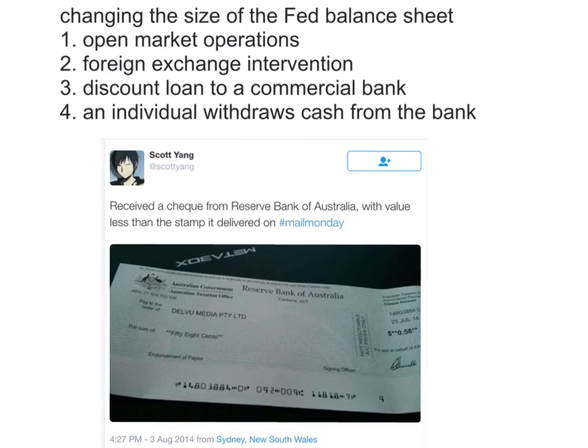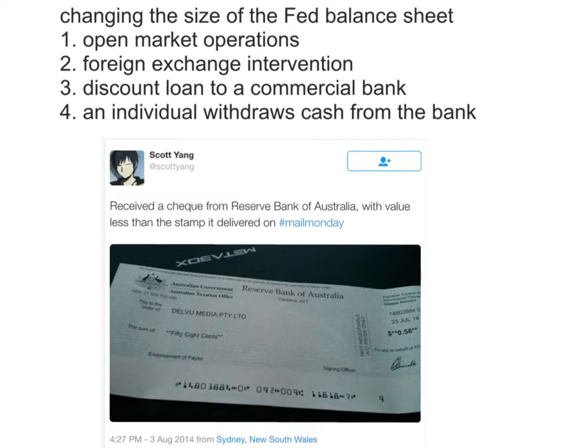How does the Fed manage its balance sheet? How does it change the balance sheet? One way is to buy or sell securities. That is open market operations. Another is to intervene in the foreign exchange markets by trading foreign currencies or foreign currency denominated securities. Another way is to make loans to commercial banks. Those were called discount loans. That's what the discount rate is about.